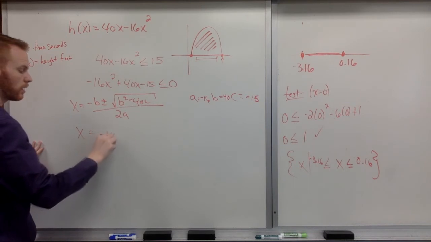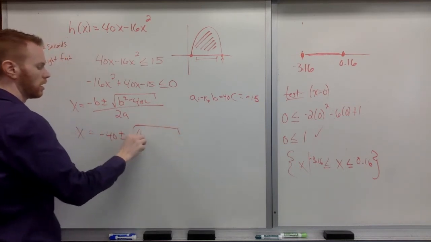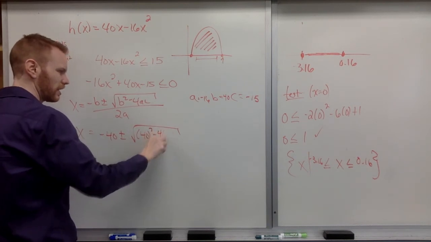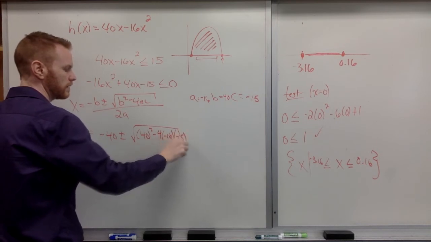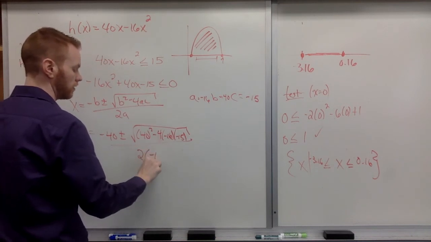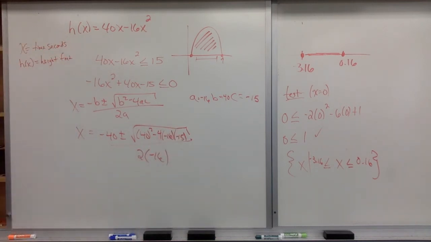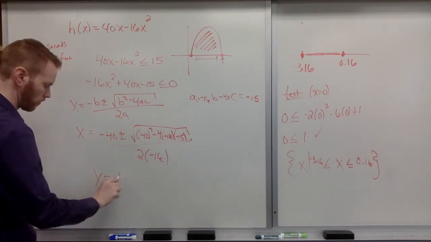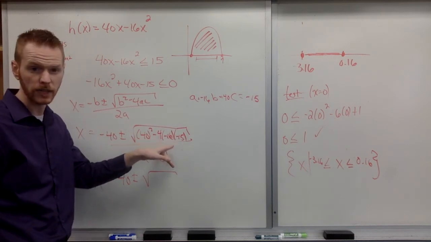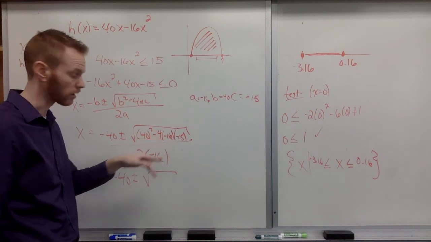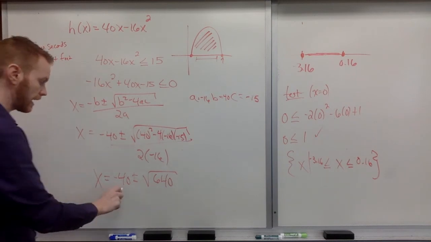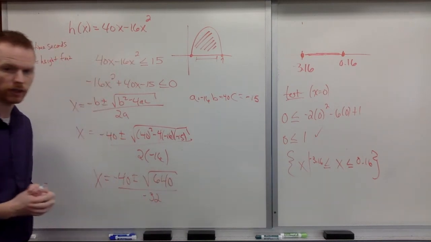I'm going to plug those values into here. I get negative 40 plus or minus the square root of 40 squared minus 4 times my A value times my C value, divided by 2 times my A value. Okay? Simplify. 40 squared minus, there's 3 negative signs here. That means my answer is going to be negative because there's an odd number. It's going to end up being 640 when I subtract those 2 underneath there, divided by negative 32. Okay?